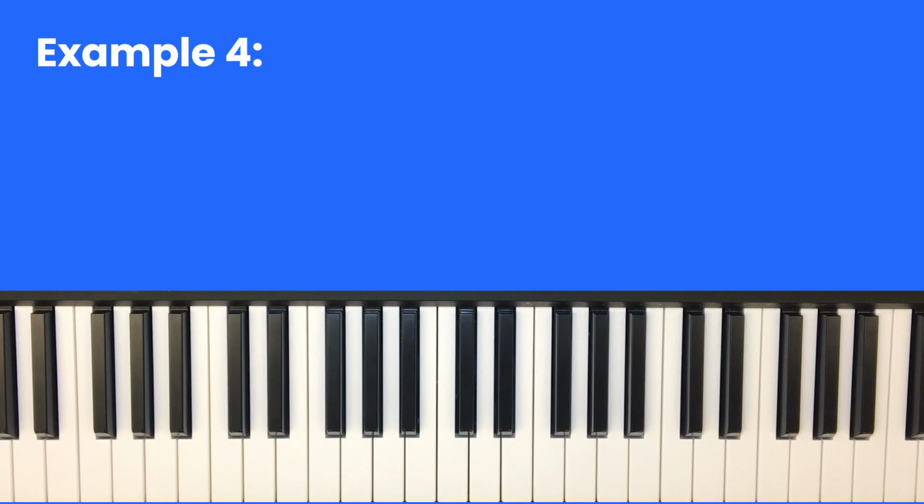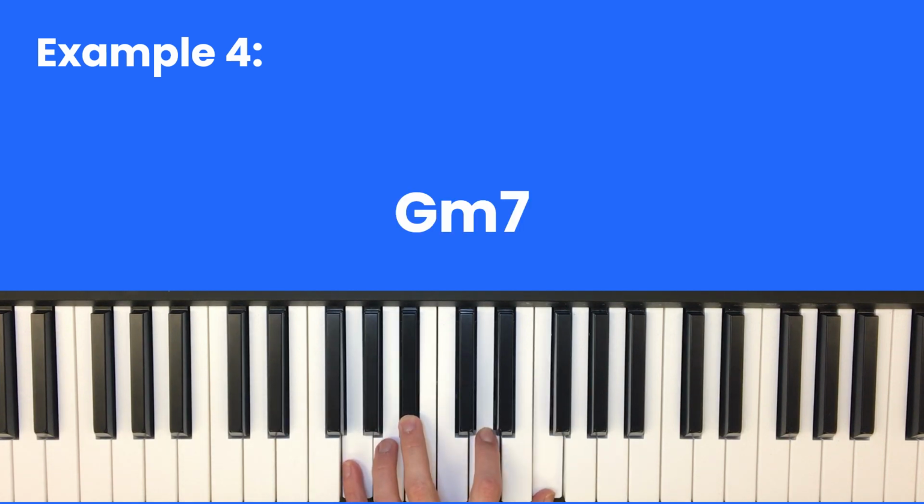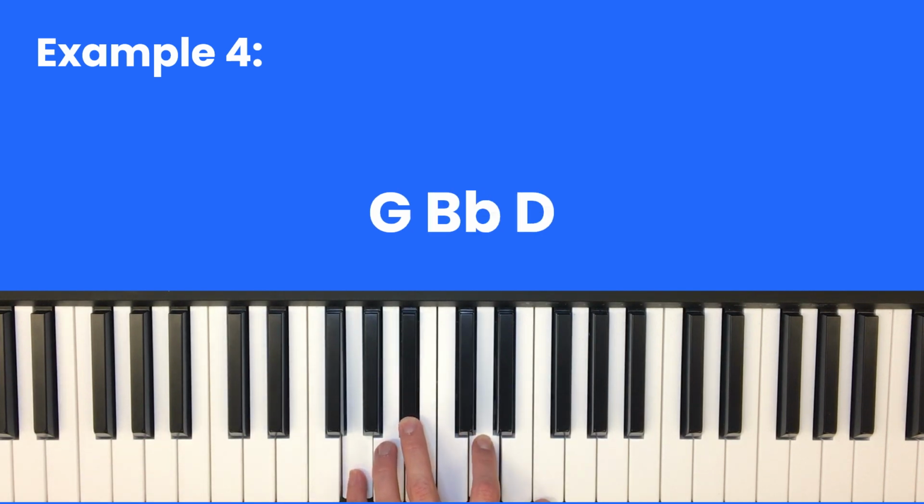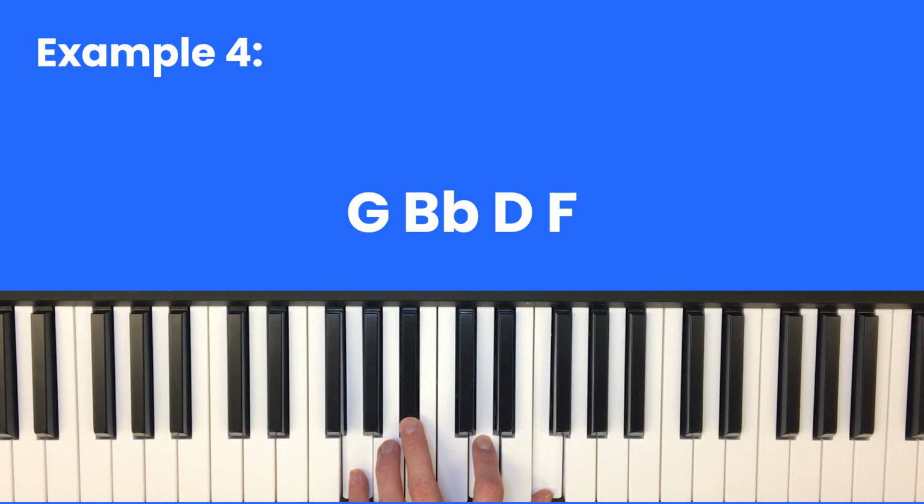Okay, so let's take another example. Let's take a minor 7th chord. Let's do G minor 7. So the bass notes for our progression are going to be G, B flat, D, and F. Maybe like we did the other one, we'll make them all major 7th chords and see what that sounds like.